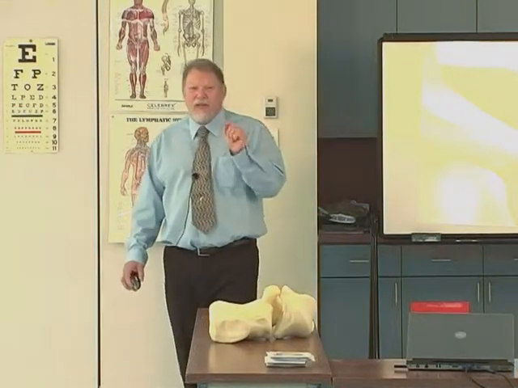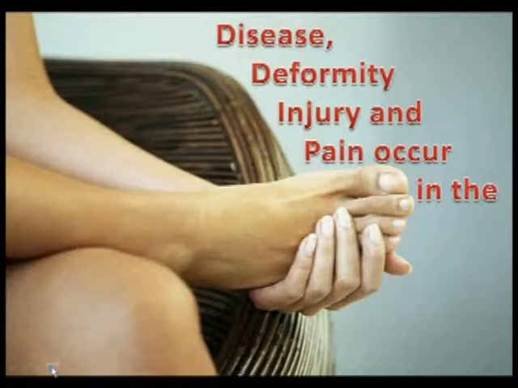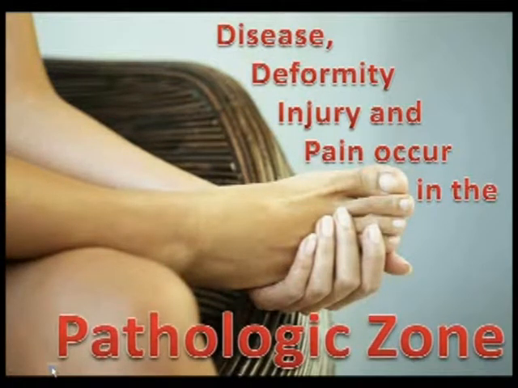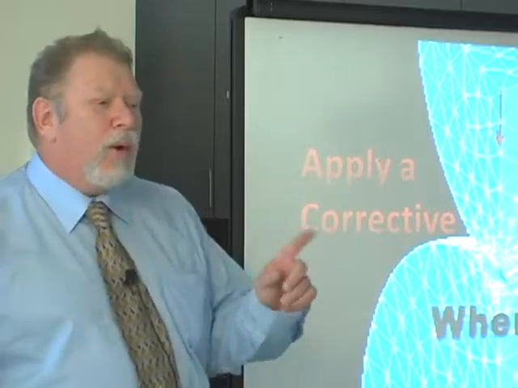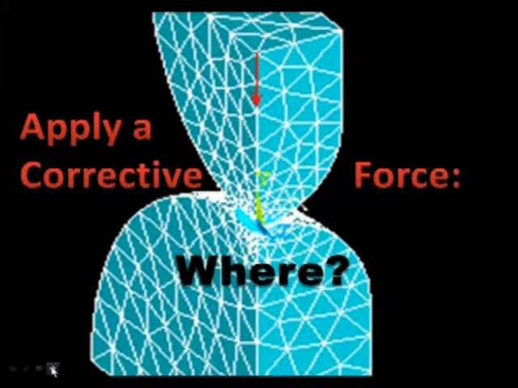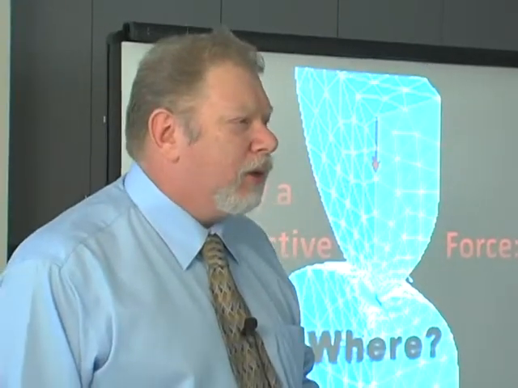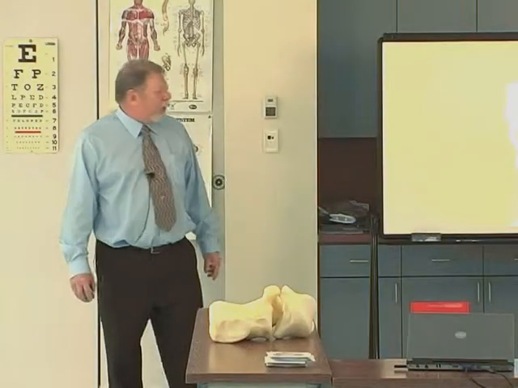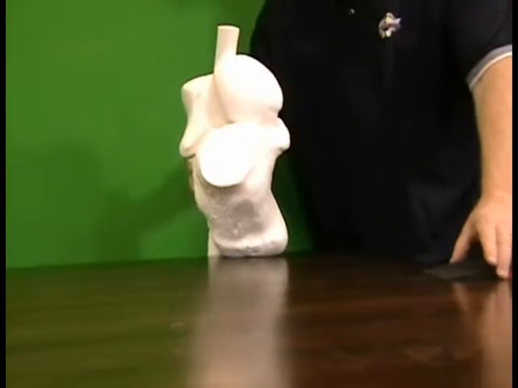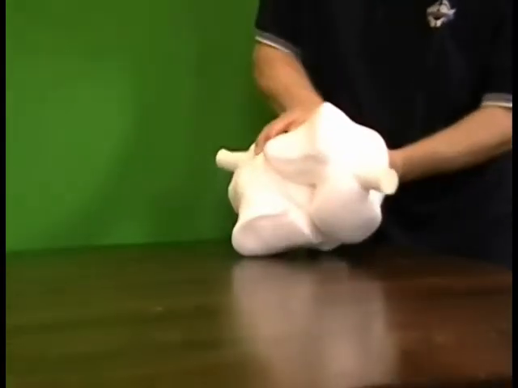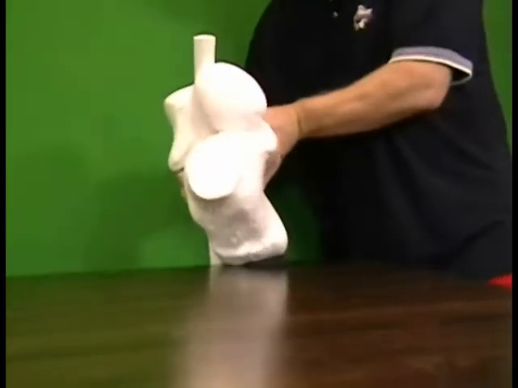Remember, disease, deformity, pain, injury, they occur at the end of pronation, in the pathologic zone. So where would you apply your corrective force if you wanted to stop pronation or control pronation? Here's what I was taught. Take a small wedge and put it under the medial side of the calcaneus. Will that stop you from pronating? You'll roll right over it.